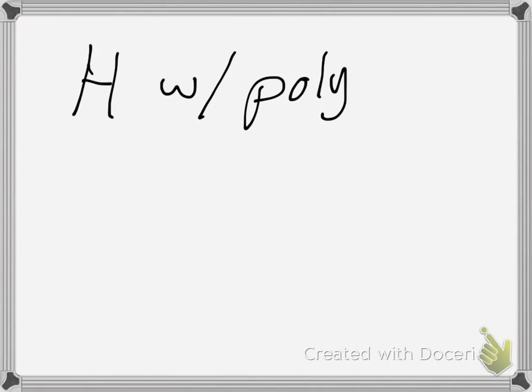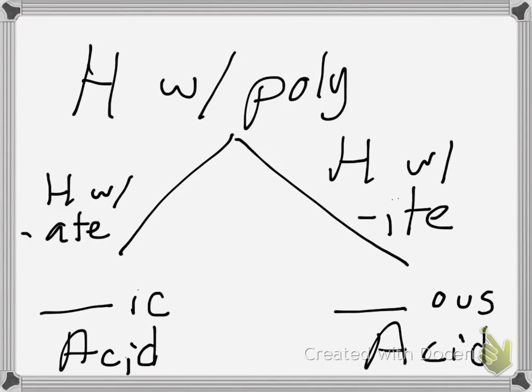Next, we have H's with your polyatomic ions. If your polyatomic ion ends with "ate" and has an H in front of it, then the suffix you will use is "ic." For example, if you have chlorate, then it will be chloric acid. And if you have an "ite" ending with an H in front of it, it will be "ous." So, for example, if you have nitrite, it will be nitrous acid.